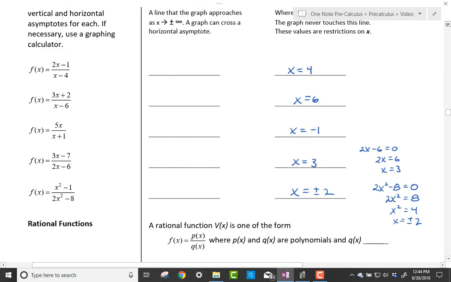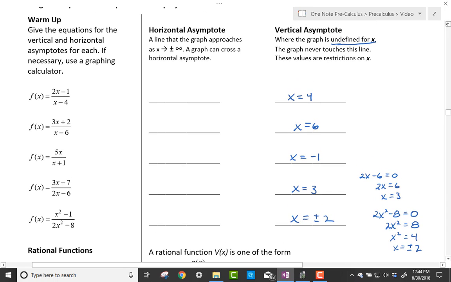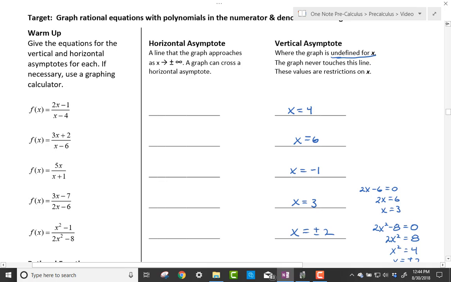So, going back to the top here for horizontal asymptotes. When we have a horizontal asymptote, what we're asking is, what does this function equal as x approaches positive or negative infinity? What does the graph get closer and closer to?